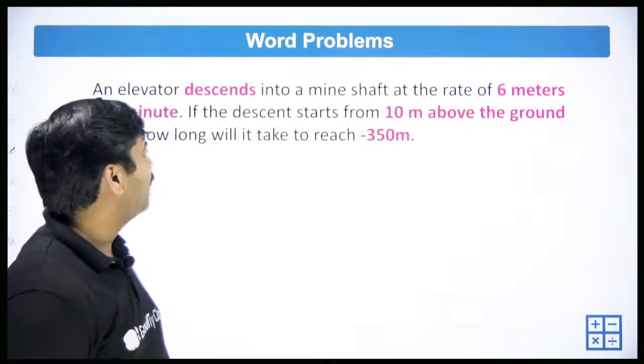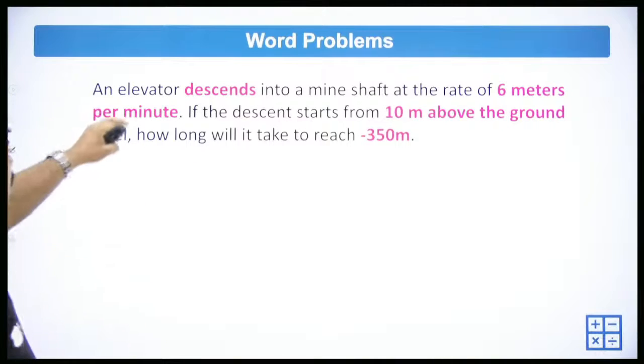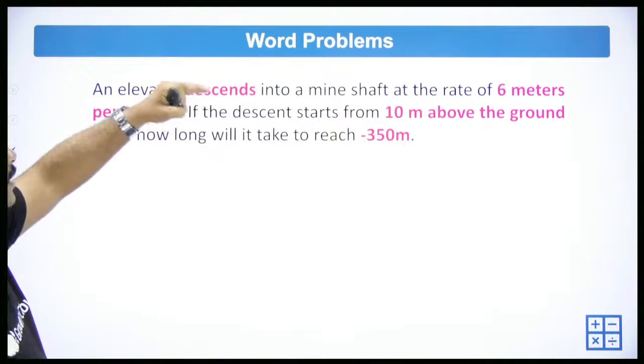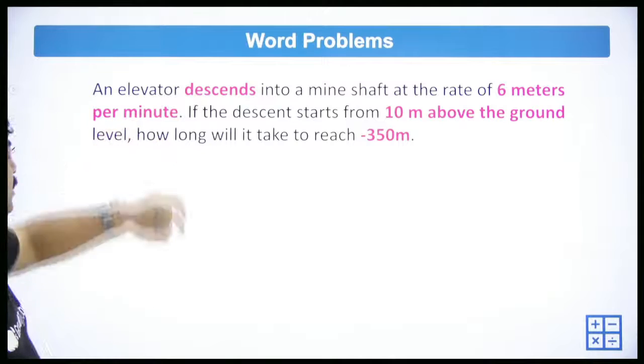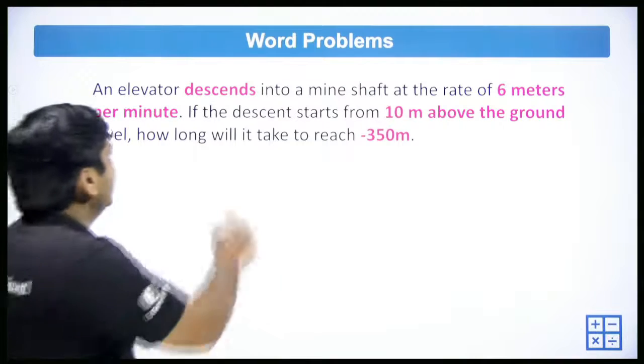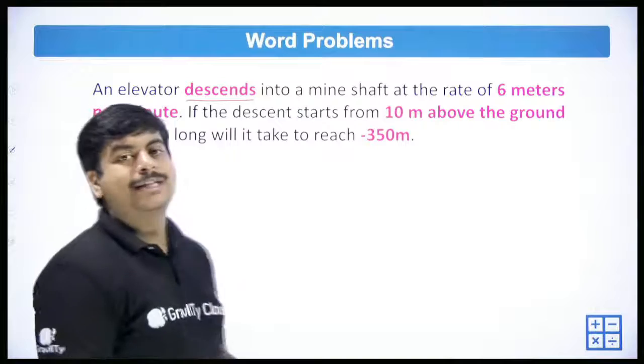So what is the first question we are having? An elevator descends into a mine shaft at the rate of 6 meters per minute. Descends, what do you mean by that? Descends means going down.